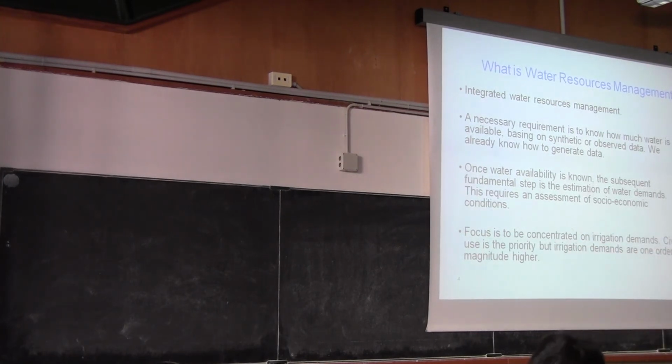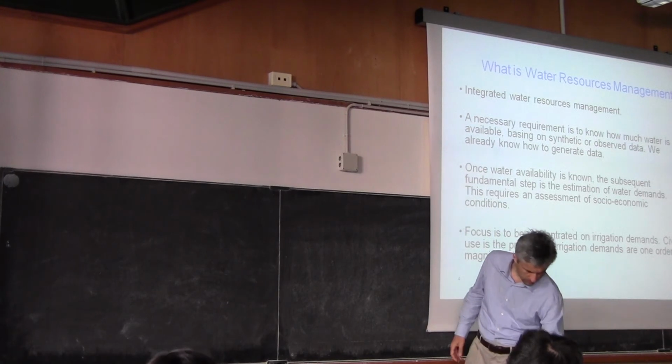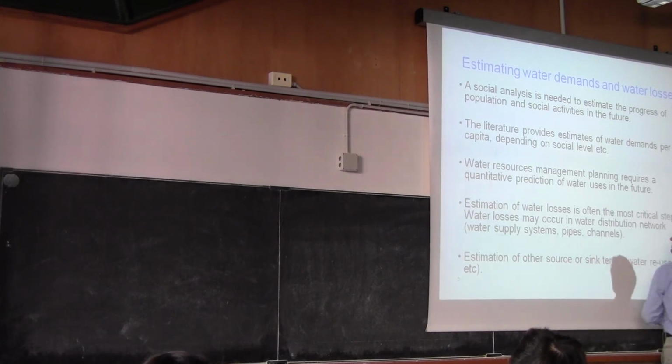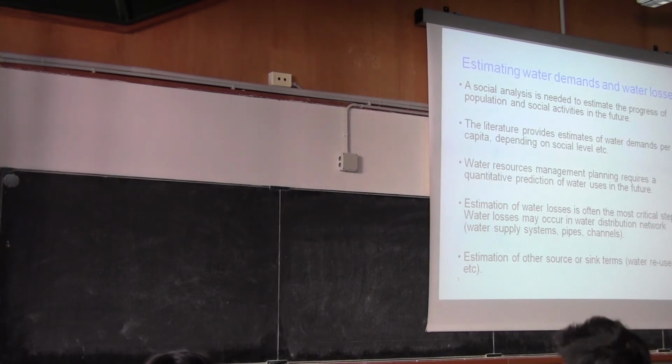And the focus in our regions is to be concentrated on irrigation demands, because these are the most relevant. I already showed you the proportion of water demand for irrigation with respect to the global water demands, and it is about 70% of the total. So irrigation is really very important. So you need a social analysis, and of course the literature helps you in quantifying the water demands.